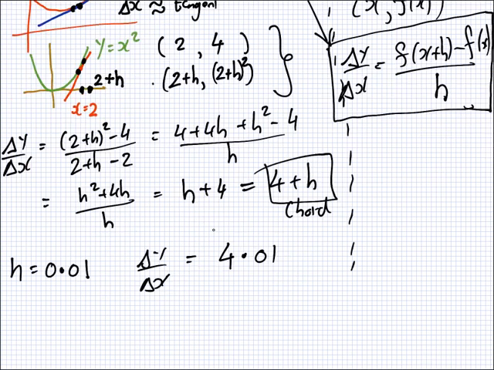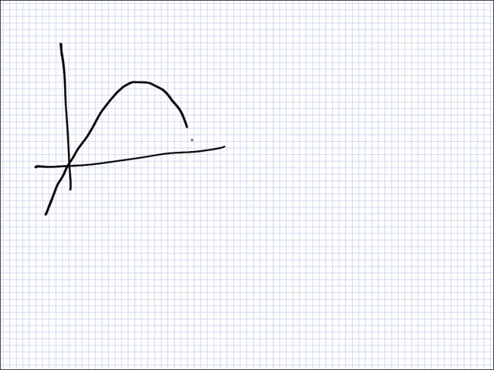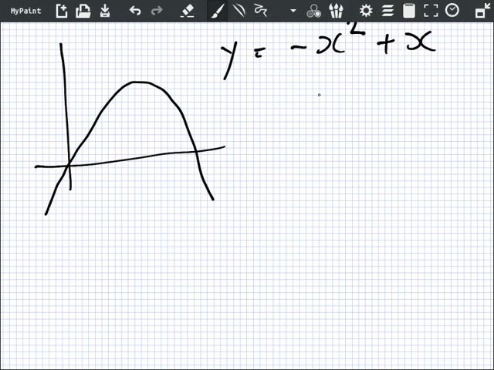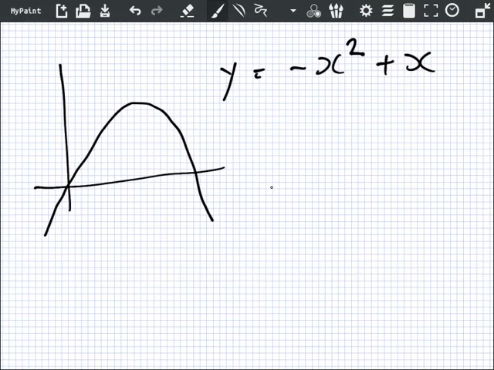I'm going to scroll down now. So, let's do another example. Let's say we have a graph like this: y equals minus x squared plus x. I think that would be a shape like this. Let me confirm it. Oh no, my program's closed. That's right, isn't it? Yes, that's right.